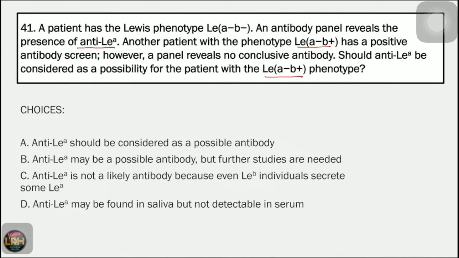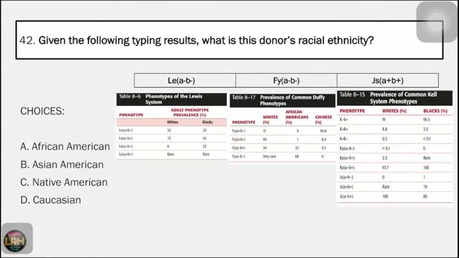So, in this case, anti-LEA is not likely the antibody because LEB individuals may secrete some LEA. So the answer is letter C. Number 42. Given the following typing results, what is the donor's racial ethnicity?